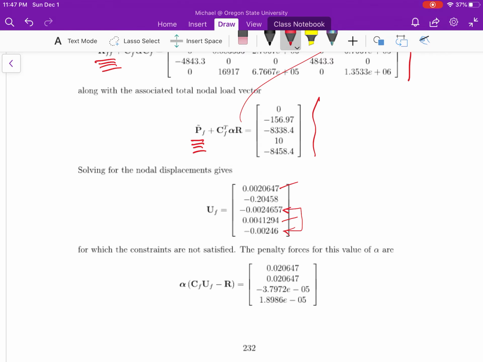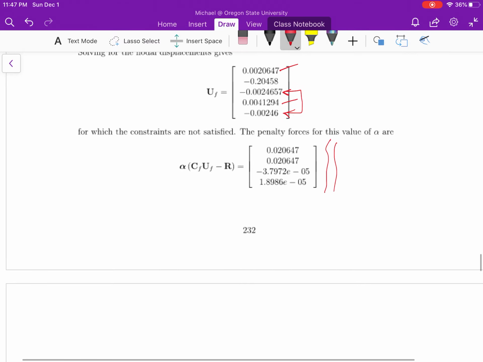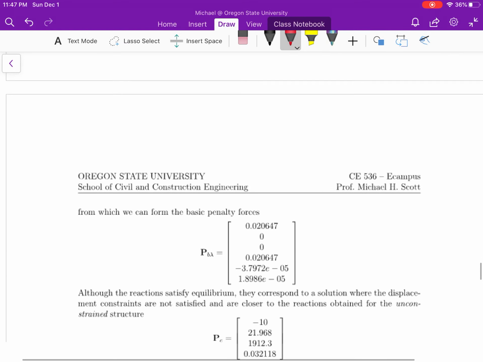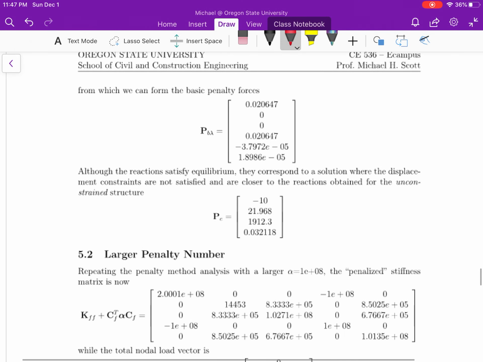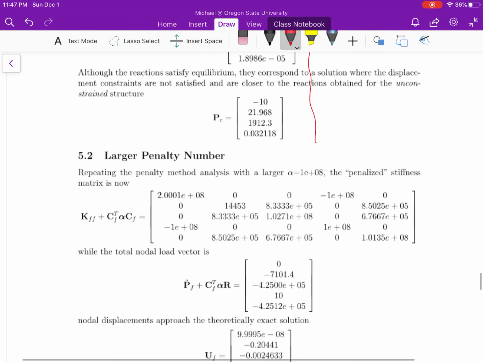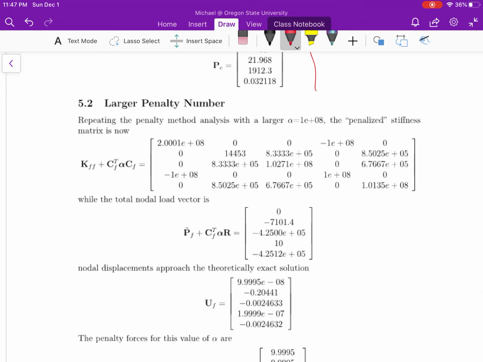And then the penalty forces associated with this value of alpha are shown here. Those are relatively small, so they're not enforcing the constraints. Then you can recover the reactions associated with the small penalty number, but I'll skip over that, and we'll go into more detail with this larger penalty number of 10 to the 8th power.